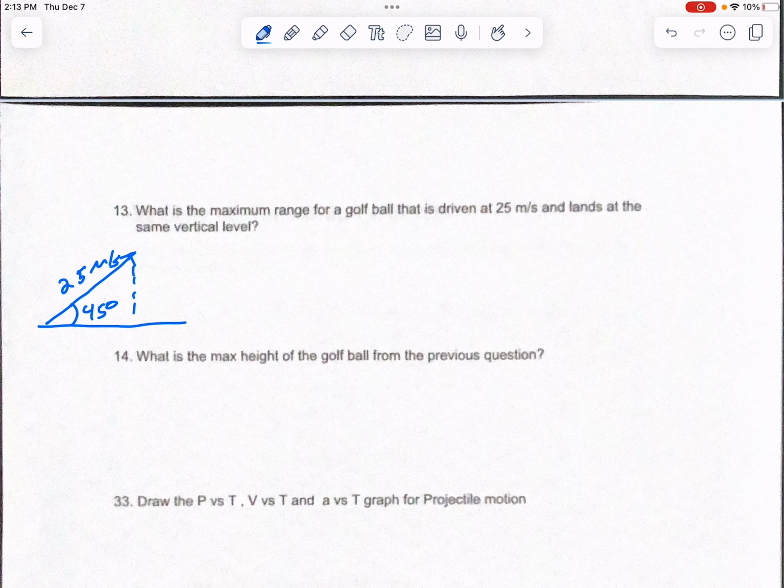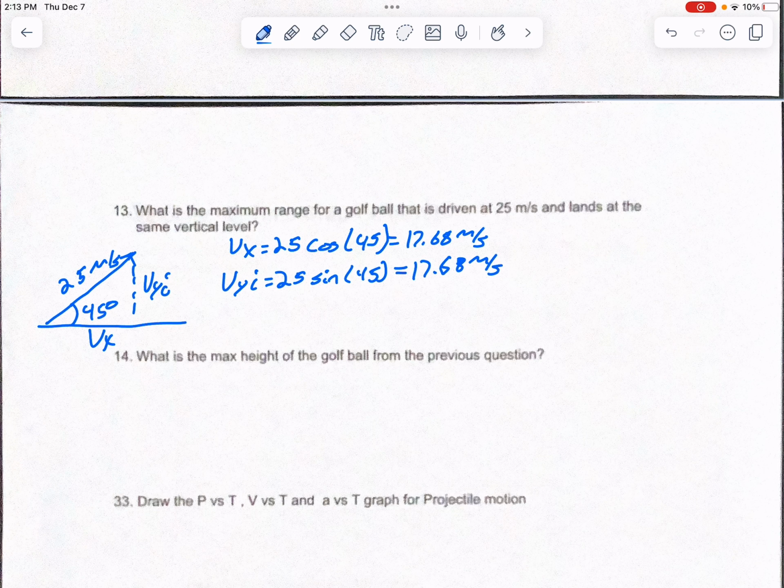So we're going to go ahead and do our Vx, our Vyi, and our time. So Vx is going to be 25 times cosine of 45. You're going to get 17.68 meters per second. Vyi is going to be 25 times sine of 45. But anytime you have an angle of 45 degrees, remember it's perfectly in the middle, so these answers are going to be exactly the same. So that's okay. And then your time is going to be Vyi divided by 4.9. So 17.68 divided by 4.9, and you're going to get 3.61 seconds.